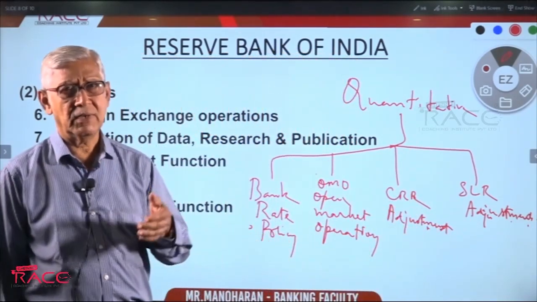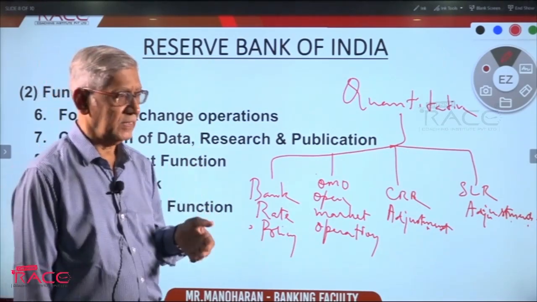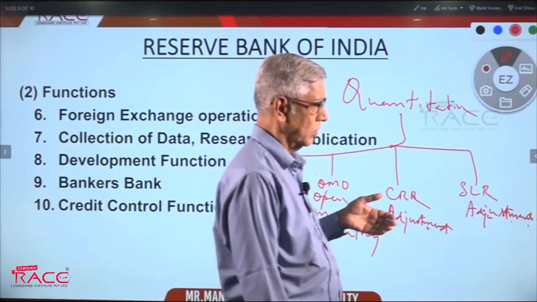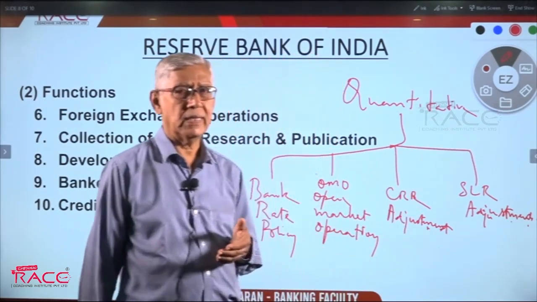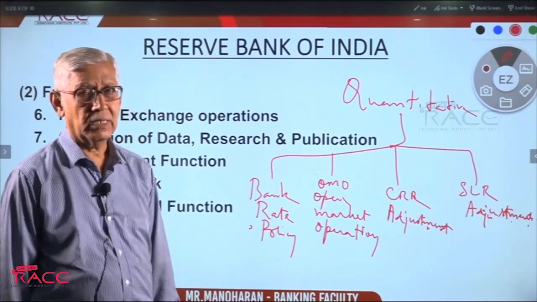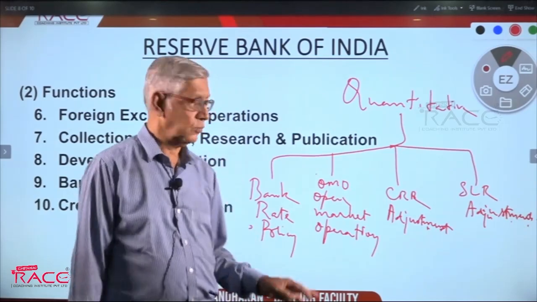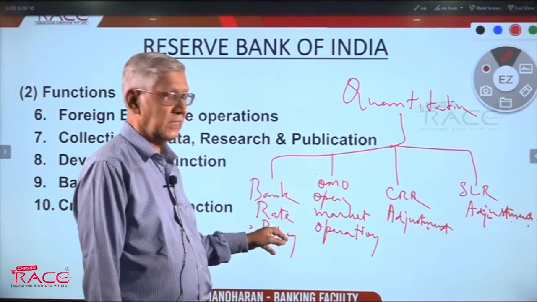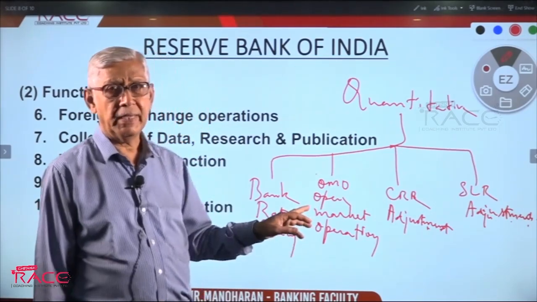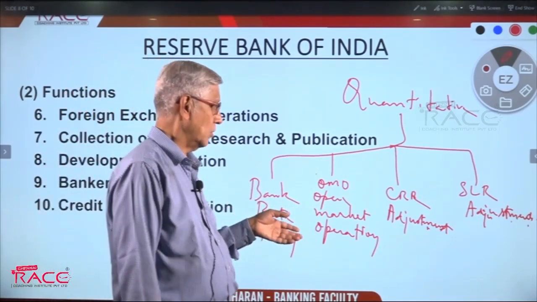So the customers will take lesser amount of loan. If the interest rate is higher, they will take lesser amount of loan. If the interest rate is lower, they take higher amount of loan. So by adjusting the bank rate, because bank's lending rate is directly linked to this bank rate, RBI controls the money getting into the market.